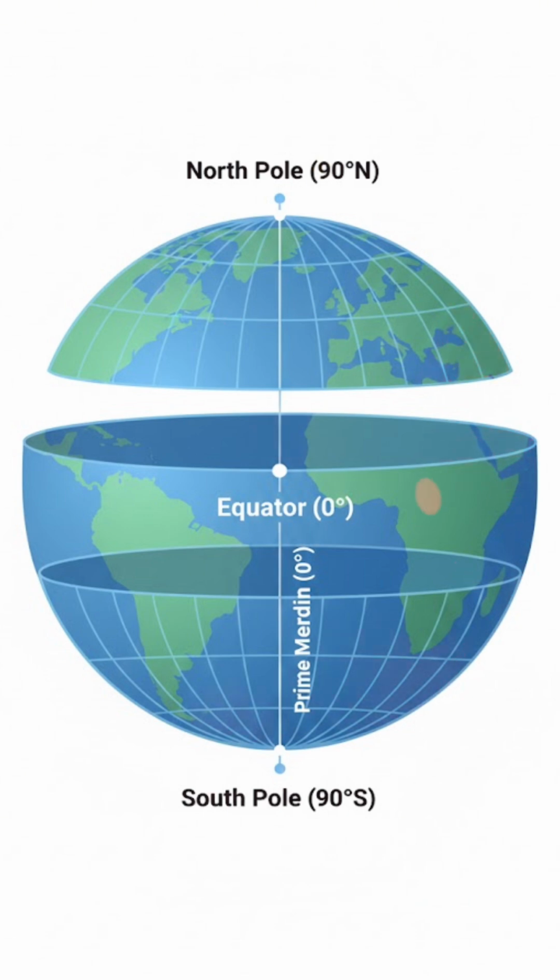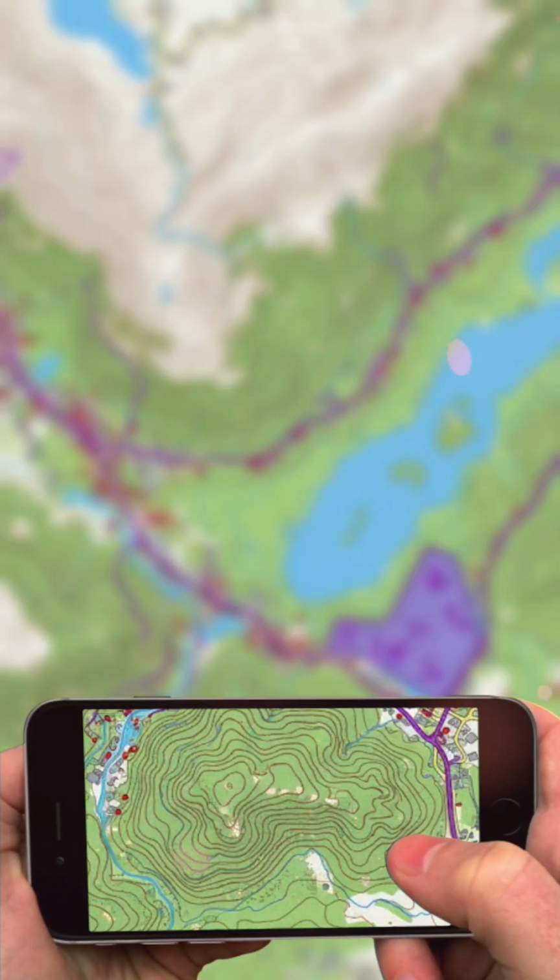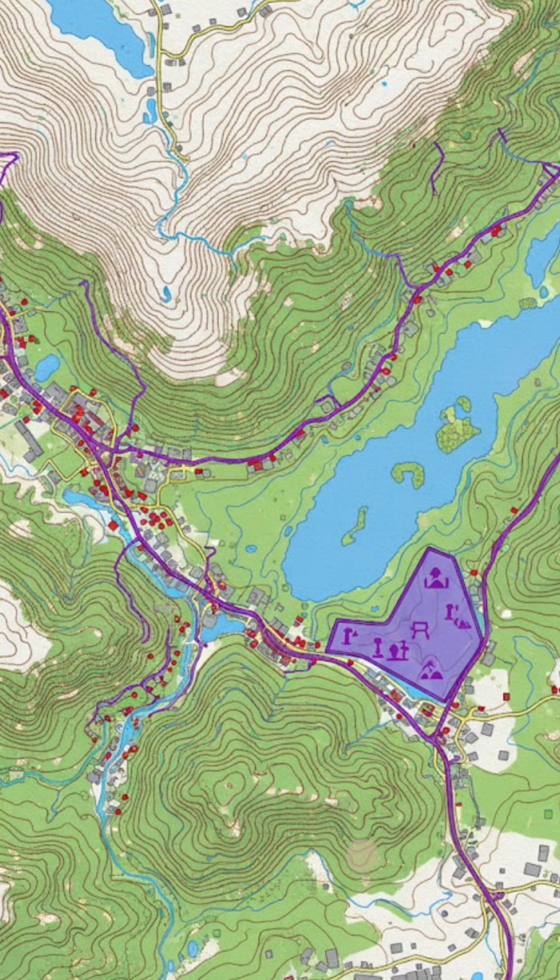Then you have the vertical lines, longitude. These lines run from pole to pole, measuring how far east or west you are from a special line called the prime meridian, which runs through Greenwich, England.